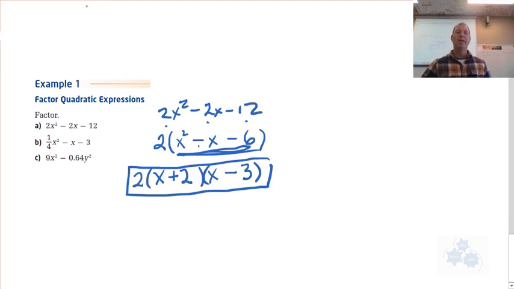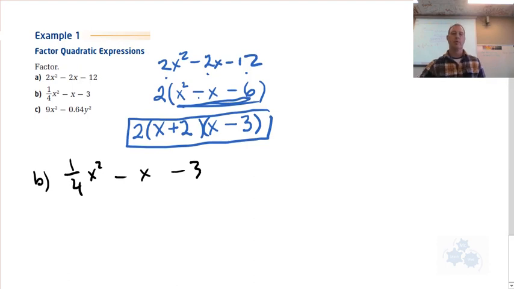Okay. So B is a little bit more challenging. Let's take a look at B here. B is 1/4 x squared minus x minus 3. Okay. Well, what we could do is take out a greatest common factor here. Now we don't have to, but we could take out a common factor of 1/4. All right. So let's do that. Let's take out 1/4, and what are we left with?